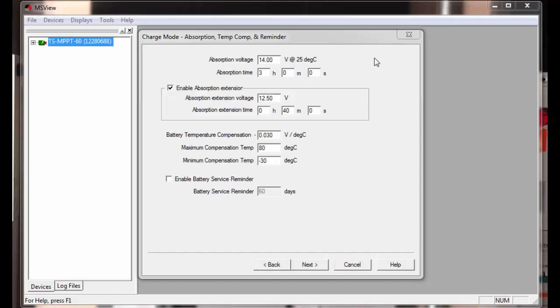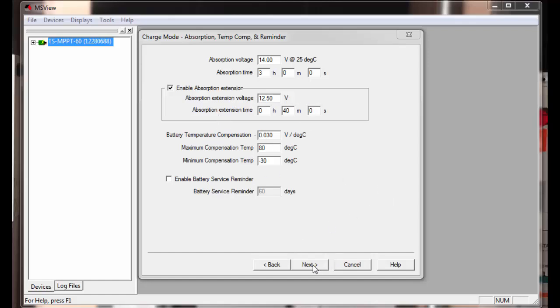That's all the information on the absorption setup screen. The main three things to think about is the absorption voltage, or sometimes referred to as bulk charge voltage or regulation voltage. There's also the absorption time. That's the time that you want it to regulate and bring your batteries to a full state of charge. And then the absorption extension, if the batteries get below a certain voltage, you want to extend the time that you keep them in absorption, and then the battery temperature compensation.